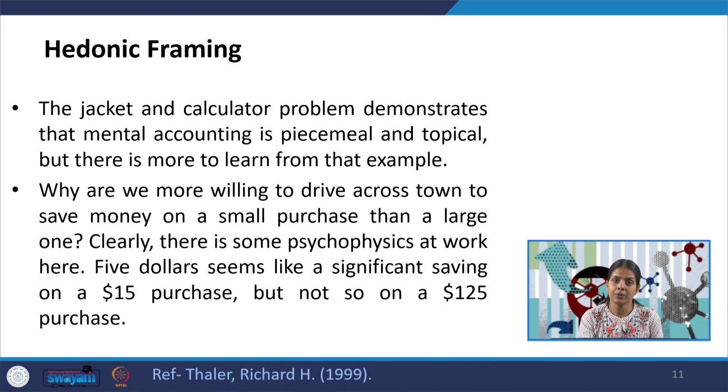Why are we more willing to drive across town to save money on a small purchase than a large one? So, when it is $15, I am traveling 20 minutes. I can also understand that traveling 20 minutes is going to make my entire purchase more expensive. I am trying to save $5, maybe I would be spending $5 on that 20 minute drive. So, clearly there is some psychophysics at work here. $5 seems like a significant saving on a $15 purchase, but not so on a $125 purchase.